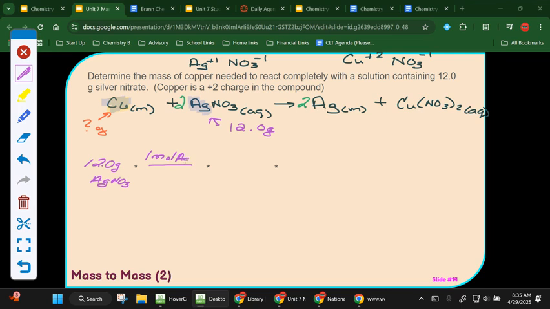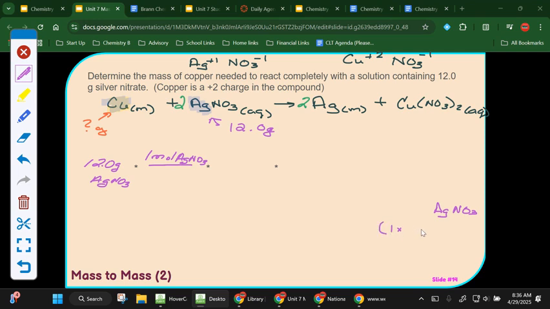One mole of AgNO3 on the top. What mass, Wendy? What do we call that mass? I'm not asking you for the number, just the name. Well, we call that the what mass? Someone help her out, please. That's called the formula mass. Okay? So our formula is AgNO3.